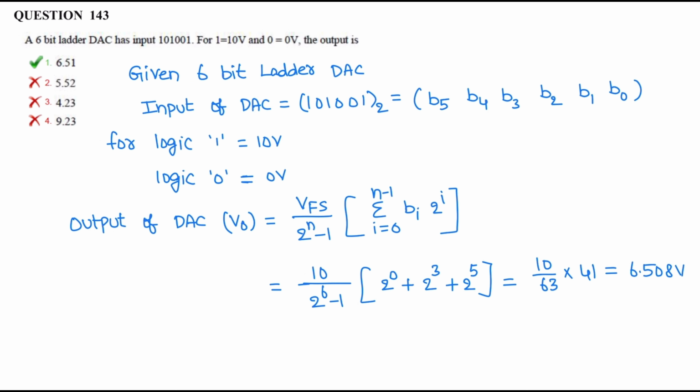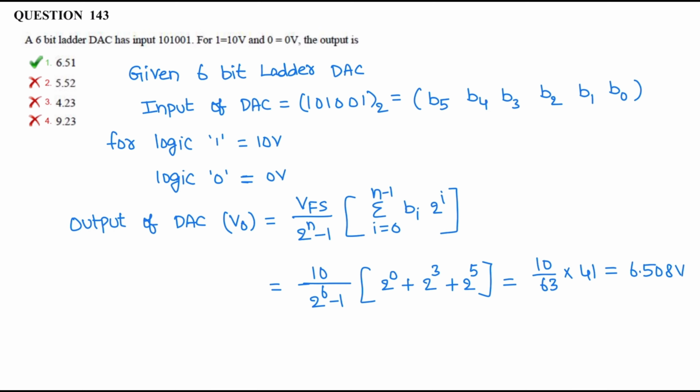Next question. A 6-bit ladder digital to analog converter has input of 101001. If logic 1 represents 10 volts and logic 0 represents 0 volts, the output is. Given a 6-bit ladder digital to analog converter, the input is 101001, that is B5, B4, B3, B2, B1 and B0. For logic 1 they have mentioned 10 volts and for logic 0 they have given 0 volts.